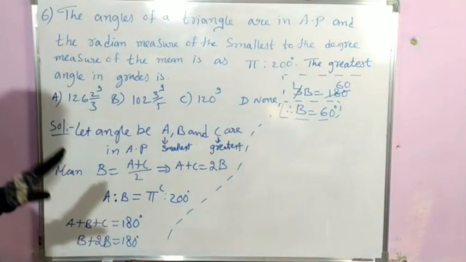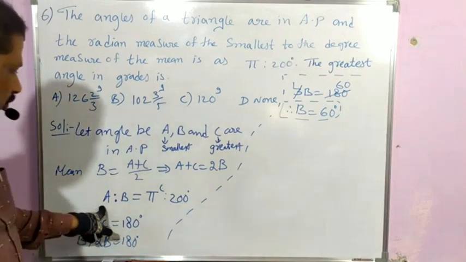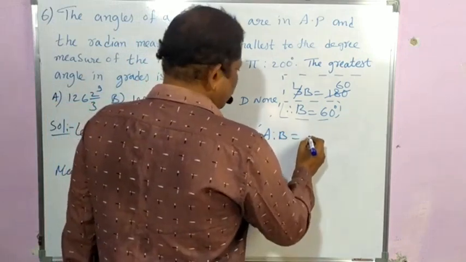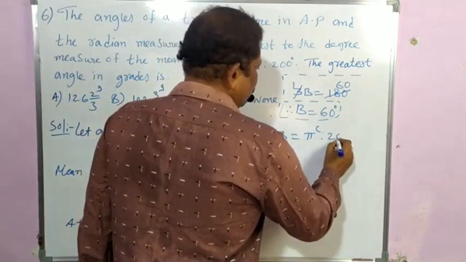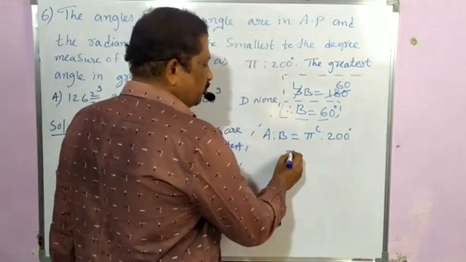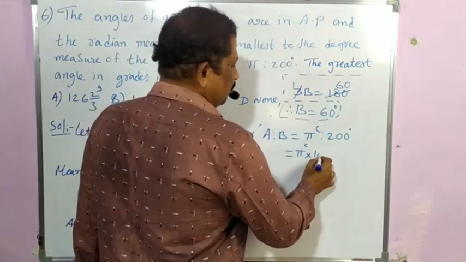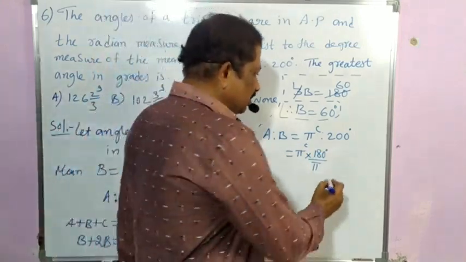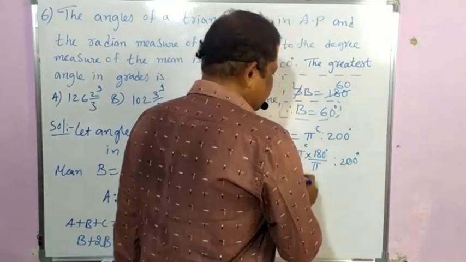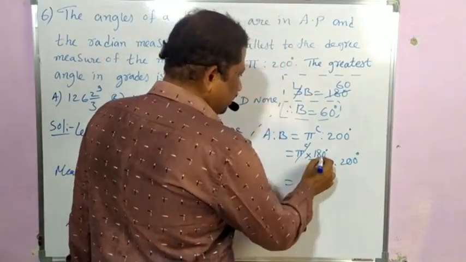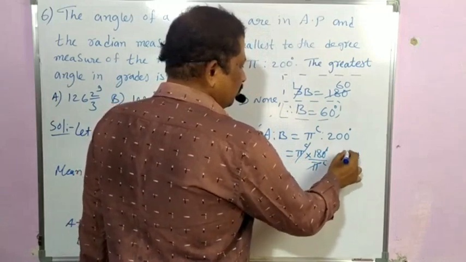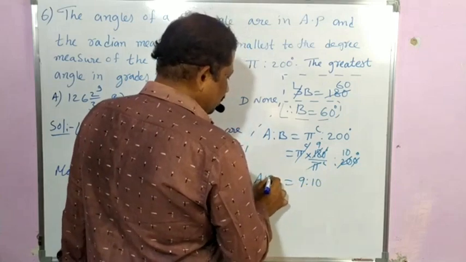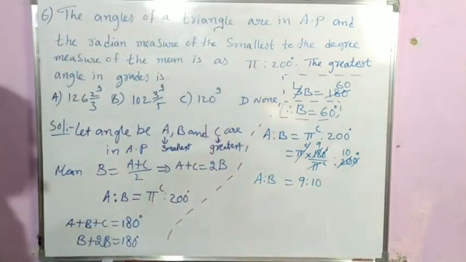Next, coming to the next step. This ratio you have to consider. So what is the ratio given? A is to B is equal to pi radians is to 200 degrees. So this pi you have to convert into degrees. Multiply by 180 by pi to convert this into degrees, is to 200 degrees. So pi gets cancelled. So 180 and 200, the zeros get cancelled. 2 tens are 20, 2 nines are 18. So 9 is to 10. A is to B is equal to 9 is to 10.